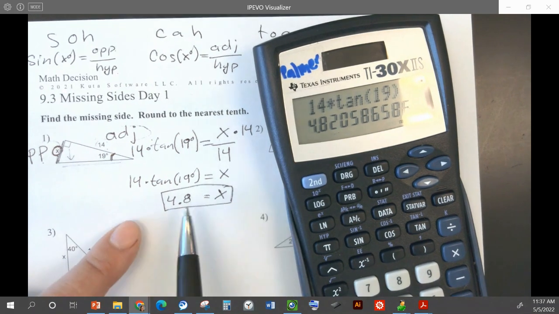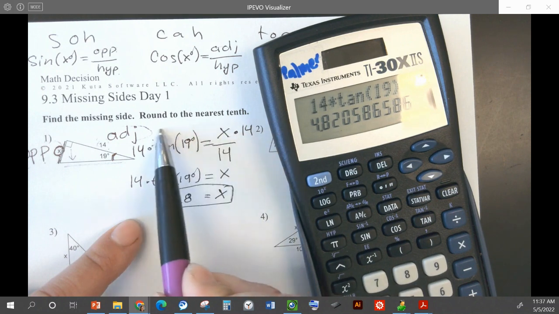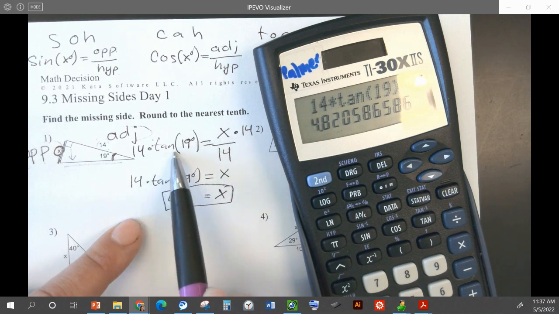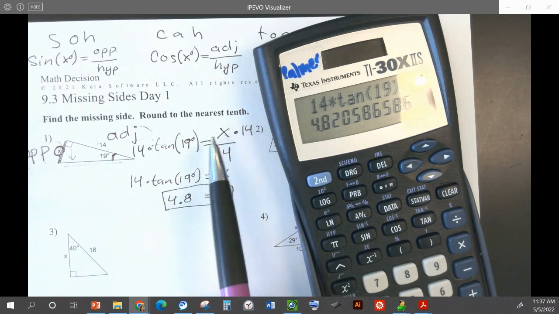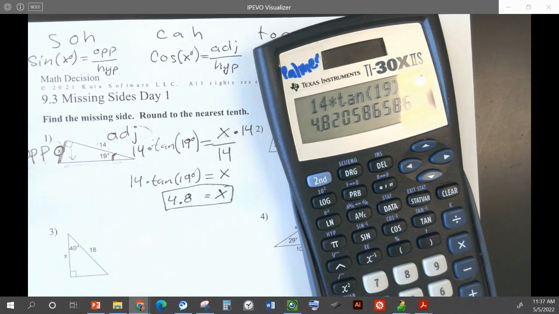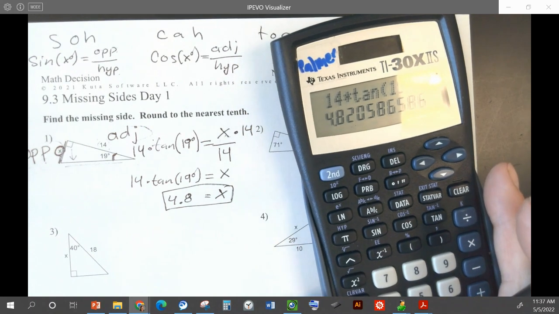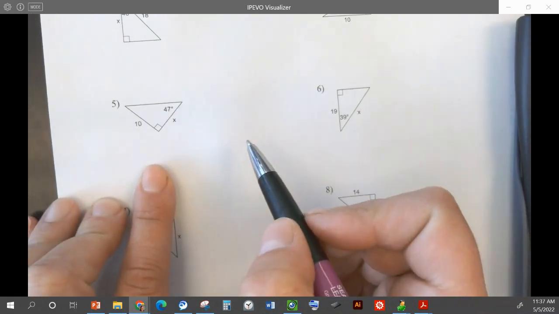So notice this pattern. If x is on the top, all we do is multiply the tangent or the sine function or the cosine of the angle by that other side. So if the x is on the top, we're going to multiply. Okay? So math is a lot of patterns. This is a pattern. There's one more pattern that we need to look at. Let's do number 5. Number 5, the x ends up on the bottom.